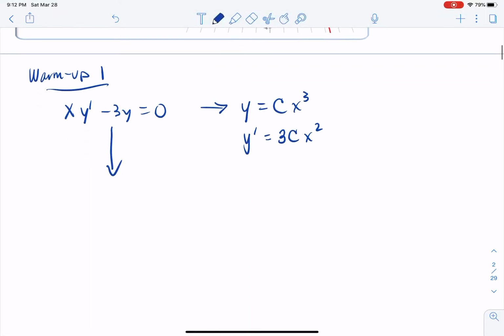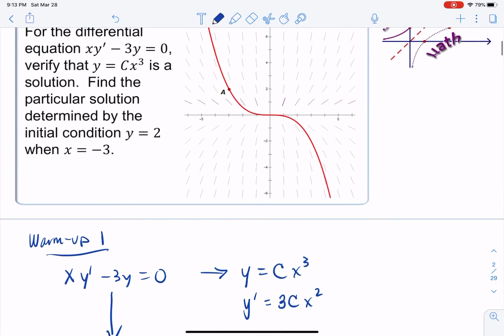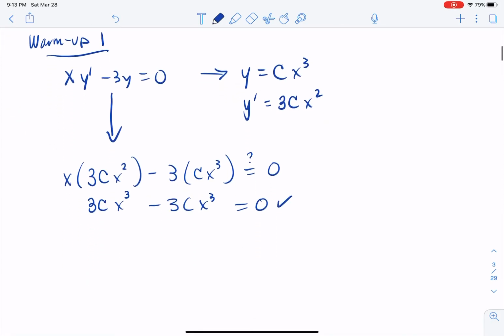So I've got x times the y prime that we just found, 3cx squared, minus 3 times my original y, which is cx cubed, and we're trying to see, is that in fact equal to 0? So multiply on this left-hand side, I get 3cx cubed minus 3cx cubed. That is in fact equal to 0, so it is a solution. So that first part is verified. And then the second part, find the particular solution determined by the initial condition y equals 2 when x is equal to negative 3. So we've got negative 3 comma 2.